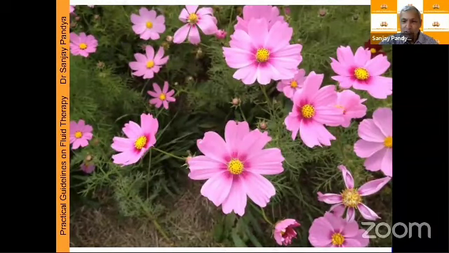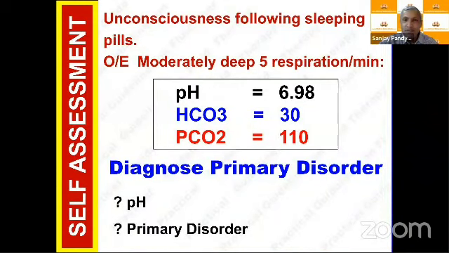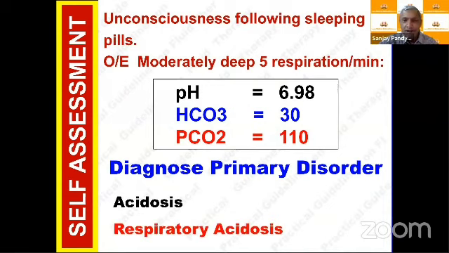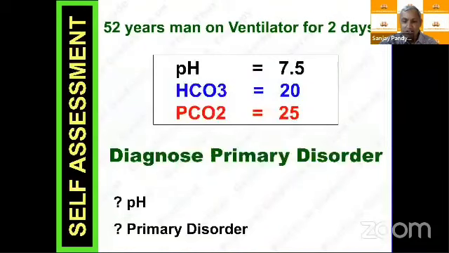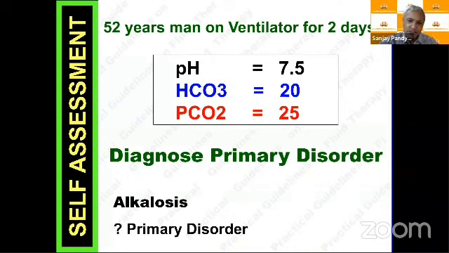case, 6.98 pH. So, acidosis. Which kind of acidosis is it? Respiratory acidosis, because PCO2 is high. Okay, so it is something which is simple. Now 7.5 is the pH, so it is alkalosis. And which kind of alkalosis is it? Respiratory alkalosis, because PCO2 is low. Okay.